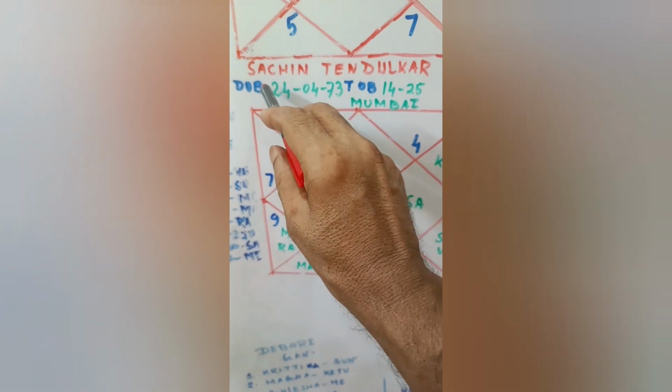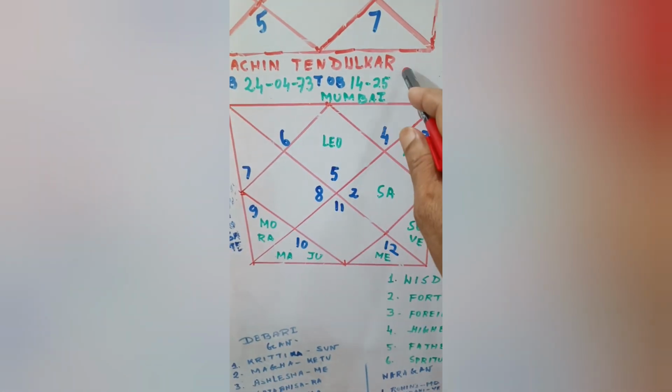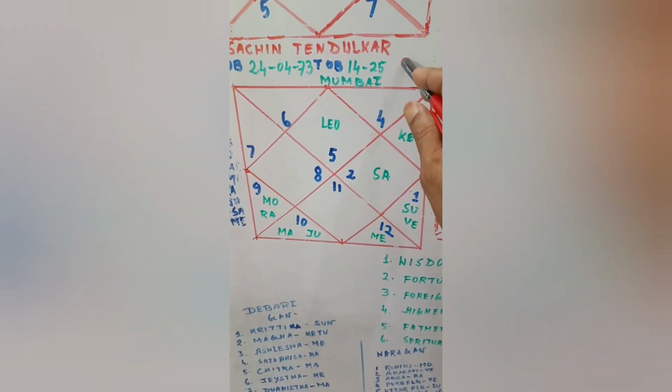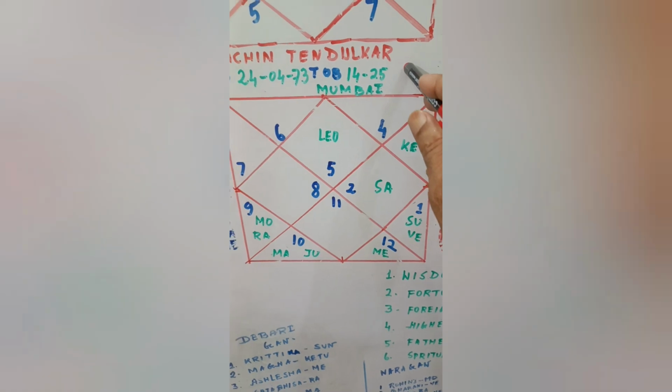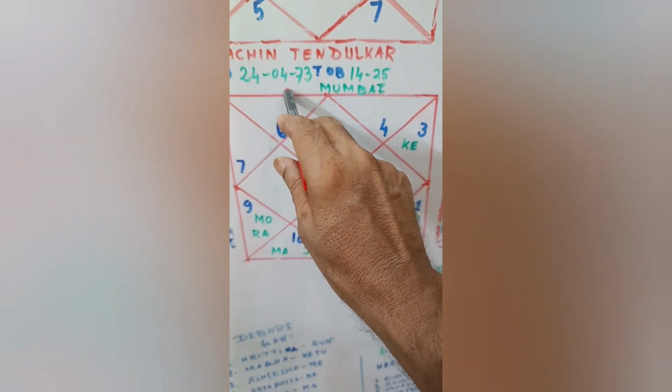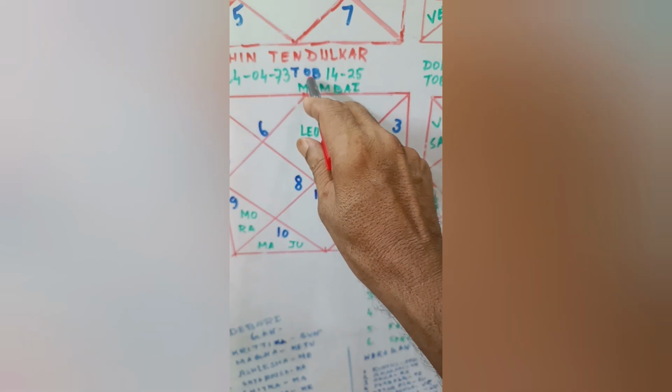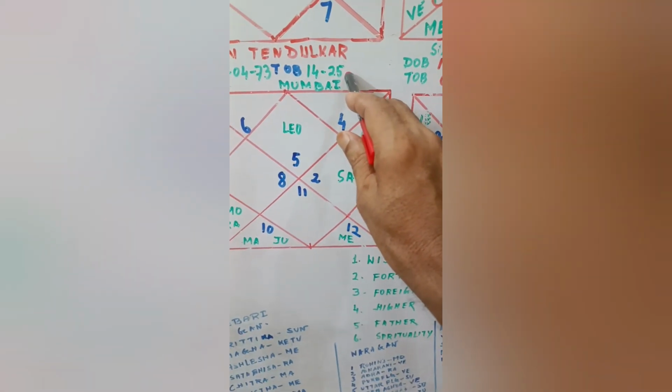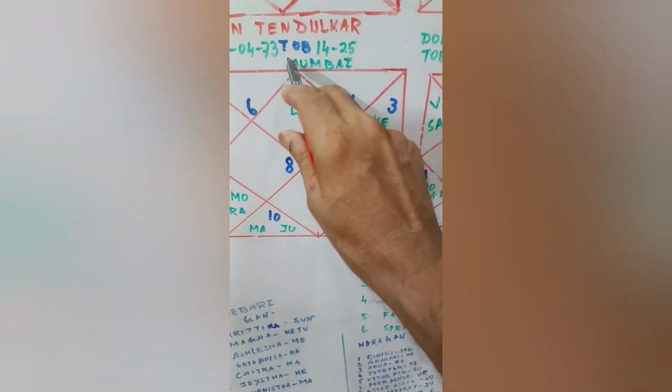Coming to the chart of Sachin Tendulkar, great cricketer of India and the world also. Date of birth is 24th April 1973, time of birth 14:25, 2:25 p.m., place of birth Mumbai.